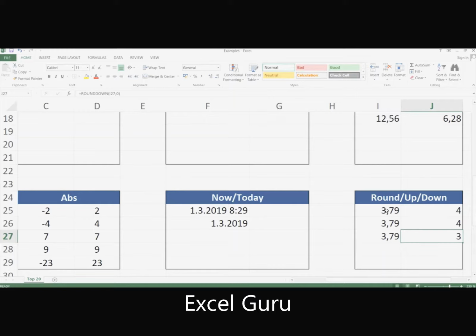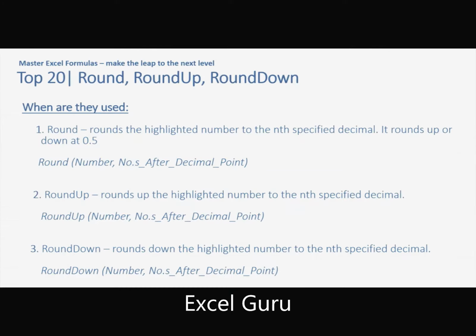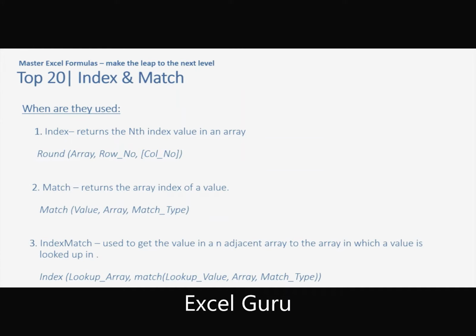Right, okay, so if I go back to the presentation now again, the next two formulas we have are quite famous in Excel really, and they're a must know. The INDEX and MATCH, and of course the combination of these two formulas, the INDEX MATCH formula. The INDEX formula is going to return the nth index value in a specific array. I'll show you what I mean by that, but I just want to explain first of all the structure.